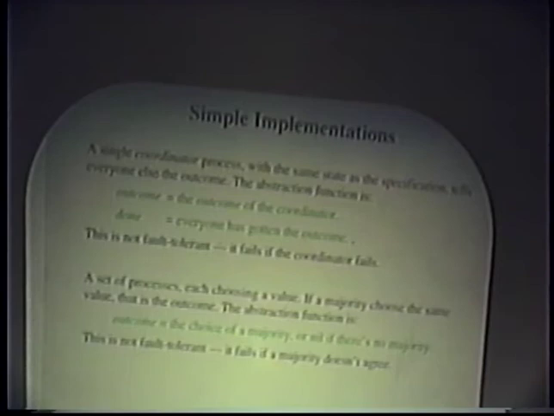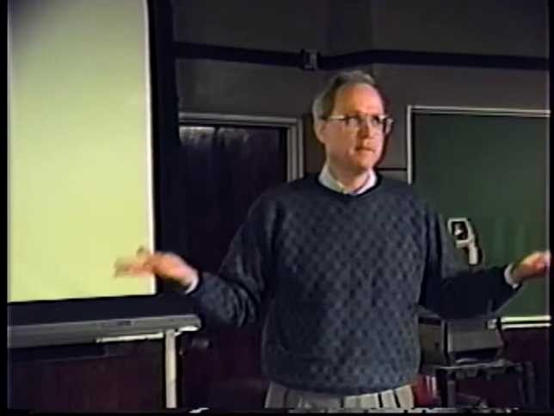Okay, I'm not going to write that down as a formula, but it should be obvious how to do that. In the majority case, done is going to be the same, and done's going to always be the same in all the examples we look at. So I'm not going to mention done, the abstraction function for done, again. The abstraction function for outcome is the choice of a majority. And if a majority hasn't been established yet, then outcome is still nil. So that's simple enough.